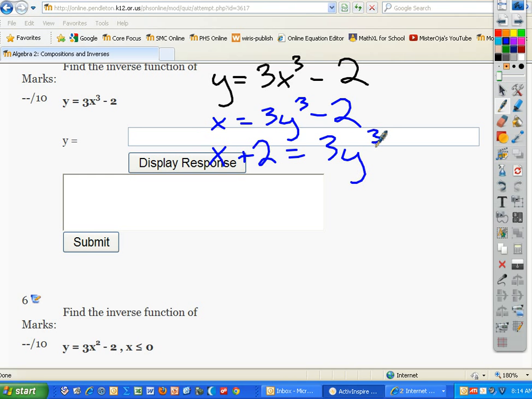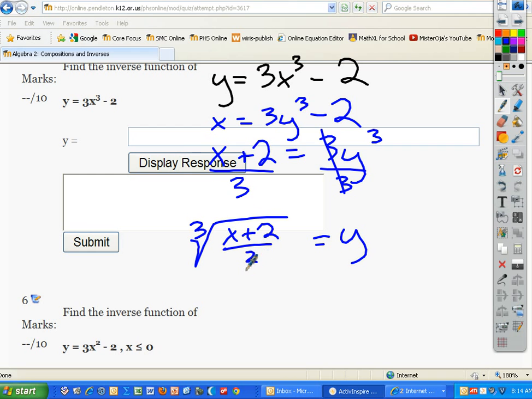What's next? Divide by 3. Okay. And then finally, the 1/3 power, so cube rooted, right? So I end up with y equals cube root of x plus 2 over 3.